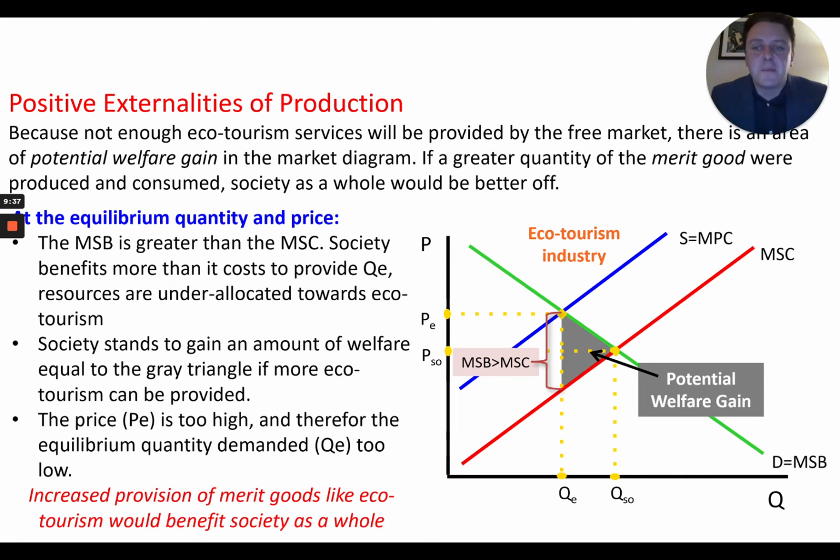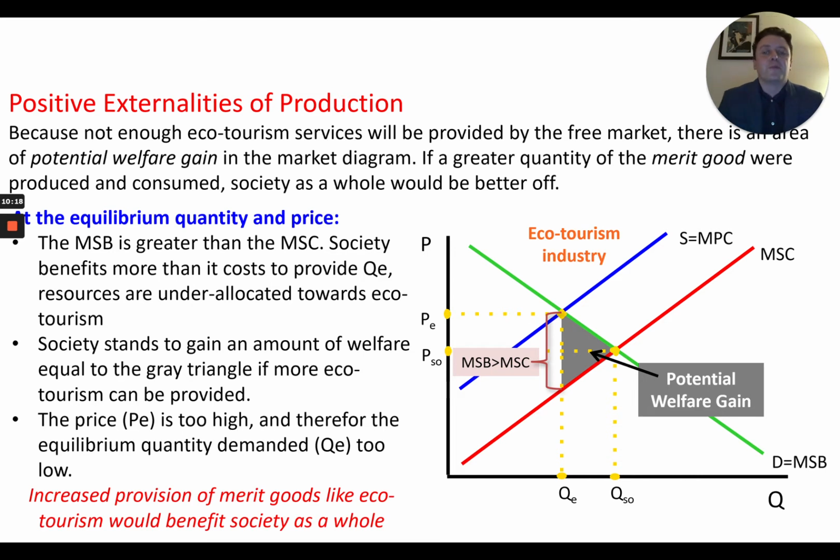So, back to the diagram. So society gains the amount of welfare equal to this grey triangle, and that's really important to point out in your essays, as it's A-star A-level evaluation, as it clearly shows that the marginal social benefits are greater than the marginal social costs in this market. Okay? So the price, PE, is too high, and therefore the equilibrium quantity, QE, is too low.